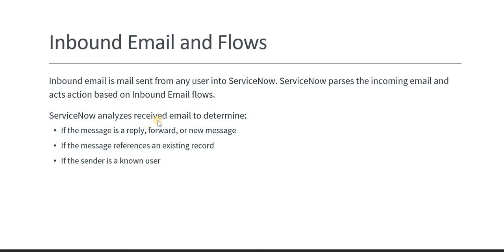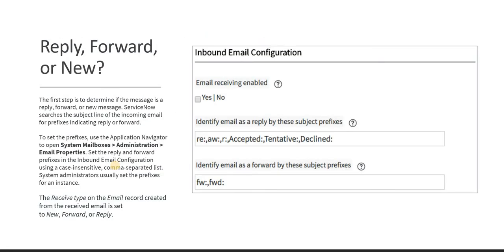Now ServiceNow analyzes this received email to determine if the message or the email is a reply, forward, or new message. Next is if the message references an existing record and if the sender is a known user. So we will cover these 3 points in a second. The first one is how can we determine if the email is reply, forward, or new.